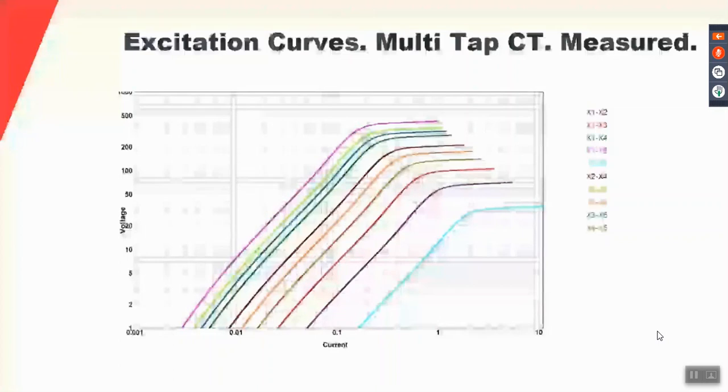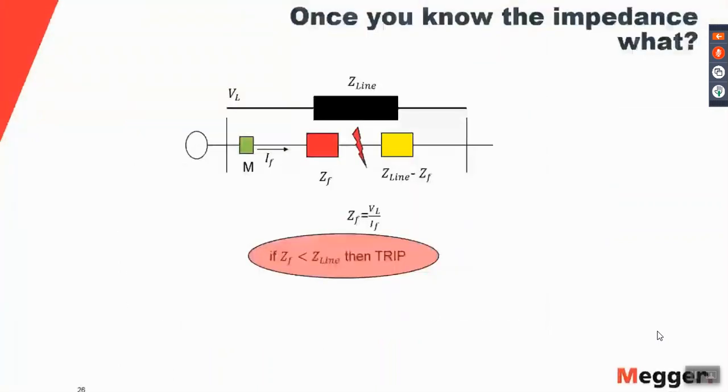What I'm trying to get at here is that you cannot make a crisp decision. You cannot say that if the impedance that you just calculated is strictly lower than the impedance of the line, then trip, because there are too many errors that go into that calculation that you have to be able to protect yourself against. Otherwise, you will not have a secure protection.